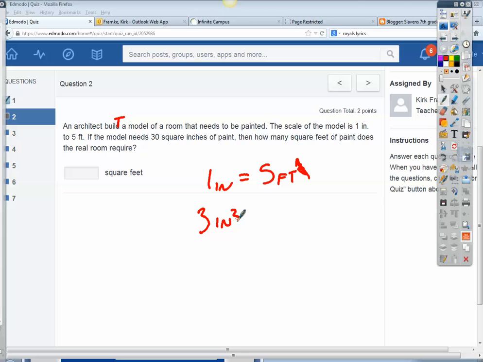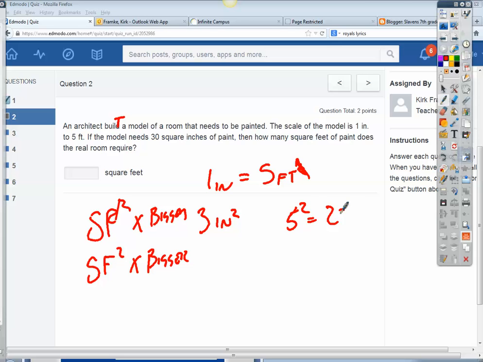We have talked at least 100 times that the relationship with scale factor and area is going to be the scale factor squared times bigger, or smaller. So I see the scale factor in this case is 5, right? Well, what is 5 squared? 5 squared is equal to 25. So the area is going to be 25 times bigger than the original area. 25 times 30 is 750.